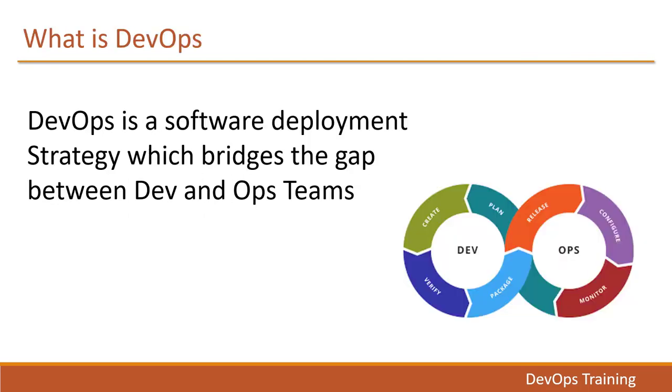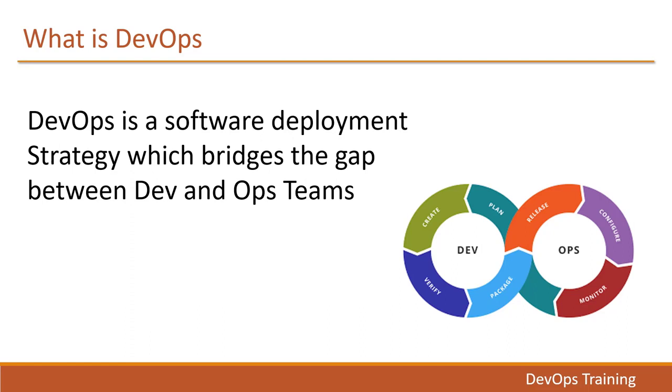What is DevOps? DevOps is a set of practices and tools that aims to bridge the gap between software development and operational teams to improve the speed, quality, and reliability of software delivery. DevOps emphasizes collaboration, automation, and continuous feedback and improvement throughout the software development lifecycle.